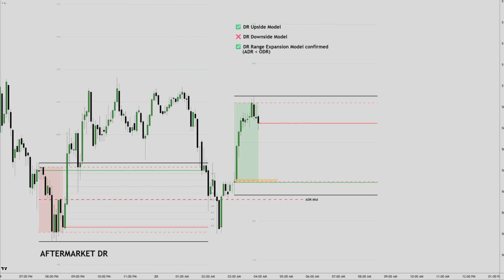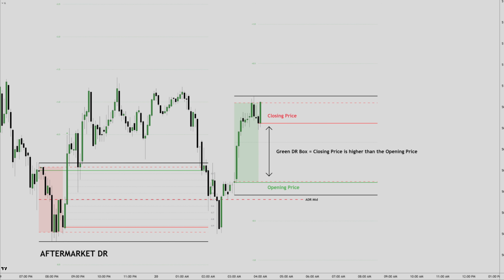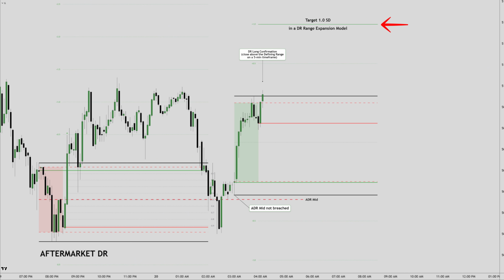At 4 a.m., the DR box forms and closes green. The closing price is higher than the opening price. That gives you a 70% probability of seeing a long confirmation, and that's exactly what follows. From this point, you know strength is building. And since the range expansion model is intact, your base target is again one standard deviation, with everything above being a bonus.